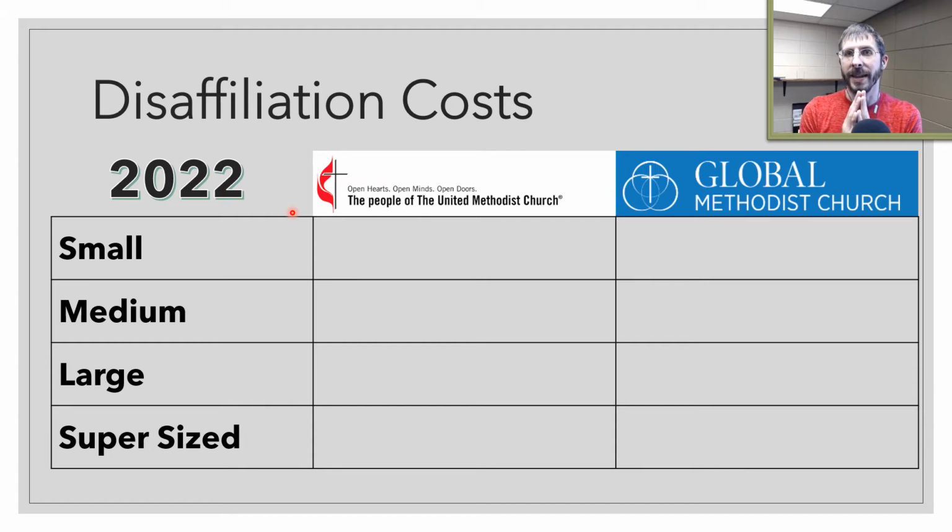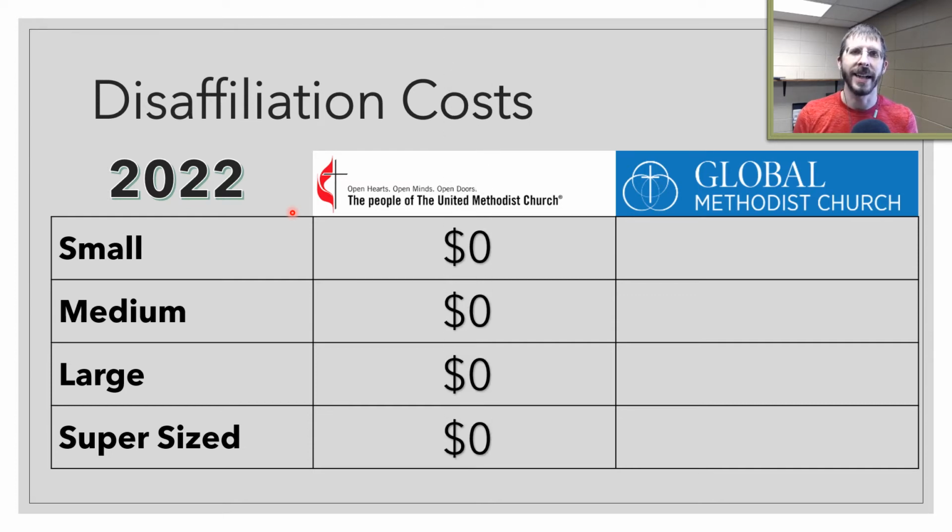So for a United Methodist church, if you are committing to the denomination, guess what? You get a very good price. It costs you nothing to stay. Or nothing for disaffiliation costs to stay. So very good price. Now, if you are planning on leaving, and no matter if you go to the Global Methodist or some other denomination, there is going to be a cost.